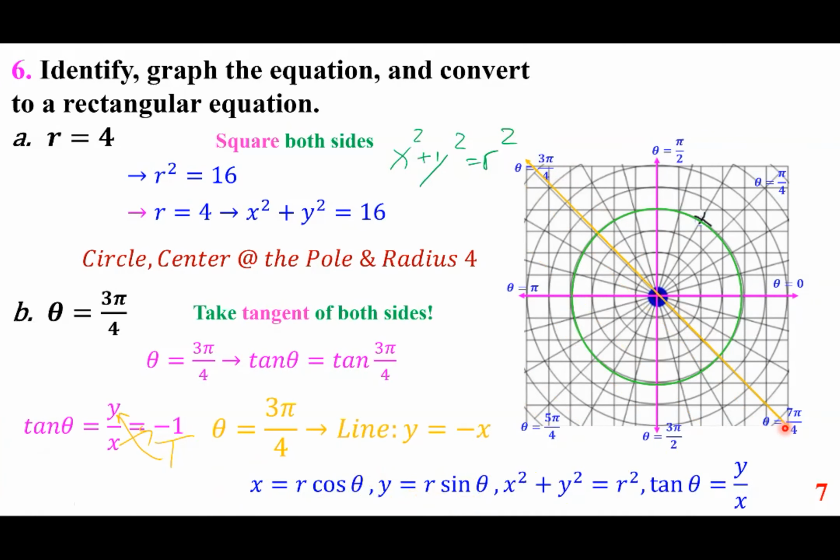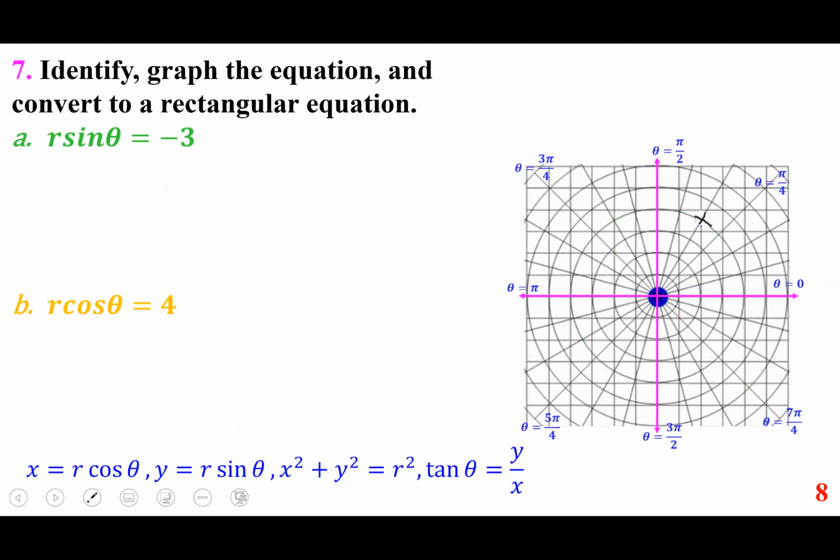So theta equals any angle. Ultimately, it results in a line that goes through the origin, or the pole, if you will. Identify, graph, and convert to rectangular equation. R sine theta equals negative 3. And we know that y is r sine theta.